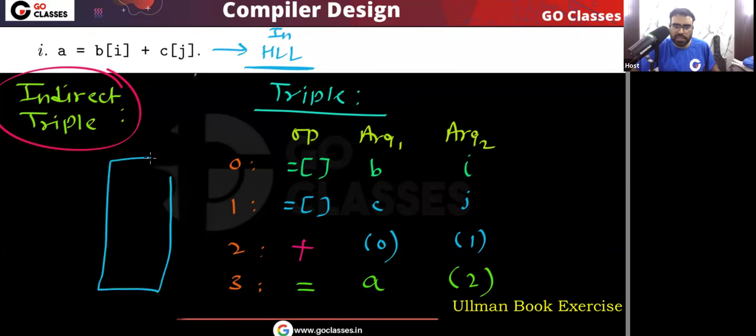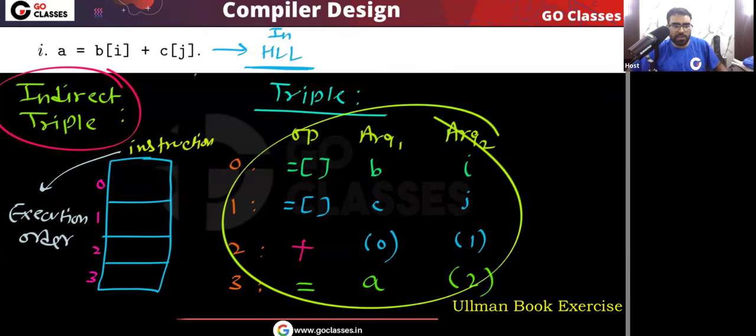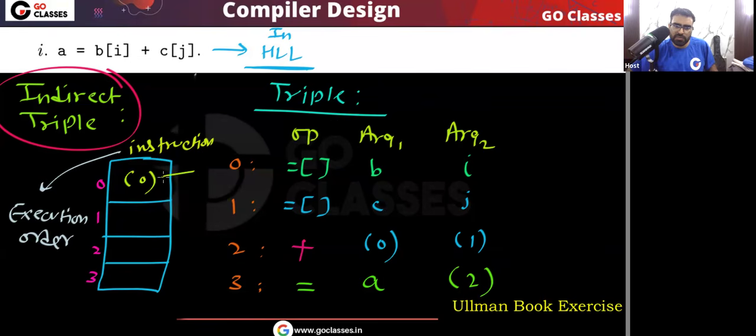To indicate the execution order we use an array of pointers, and this array of pointers you can call instruction array. Is this clear? Very simple point. So this instruction array, remember, will tell you about the execution order. That's it. So this is the instruction array, this is the array indexing, and here you can put the pointers to the triples. For example, here I can say this will point to this triple, this will point to this triple, then 2, then 3. So they are pointing to the triples.